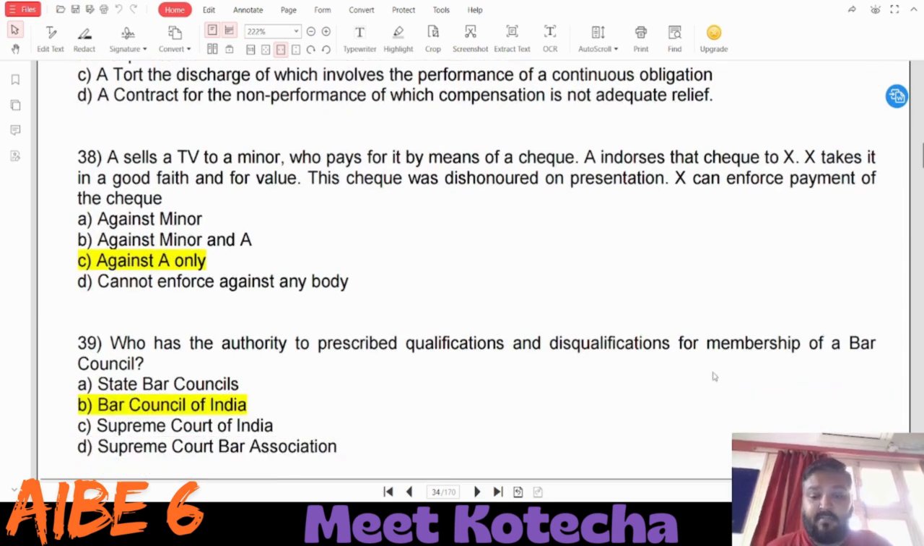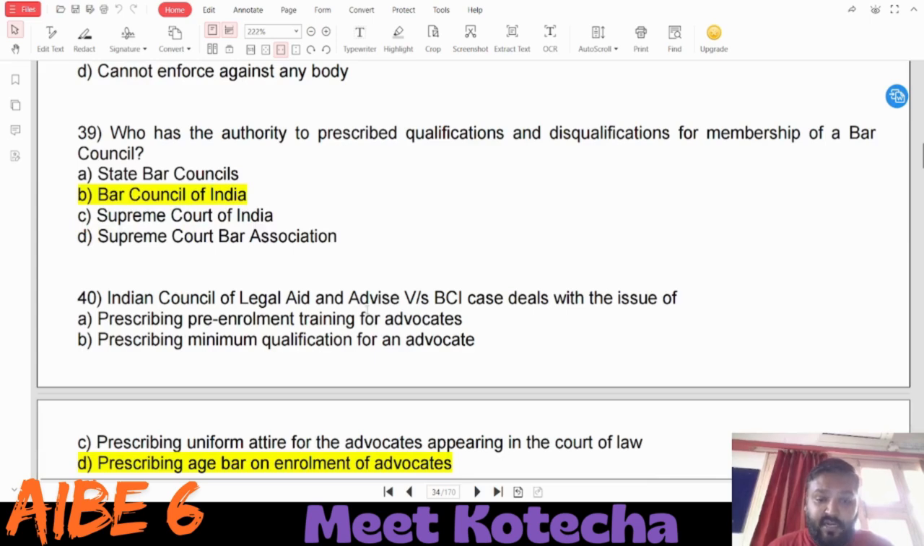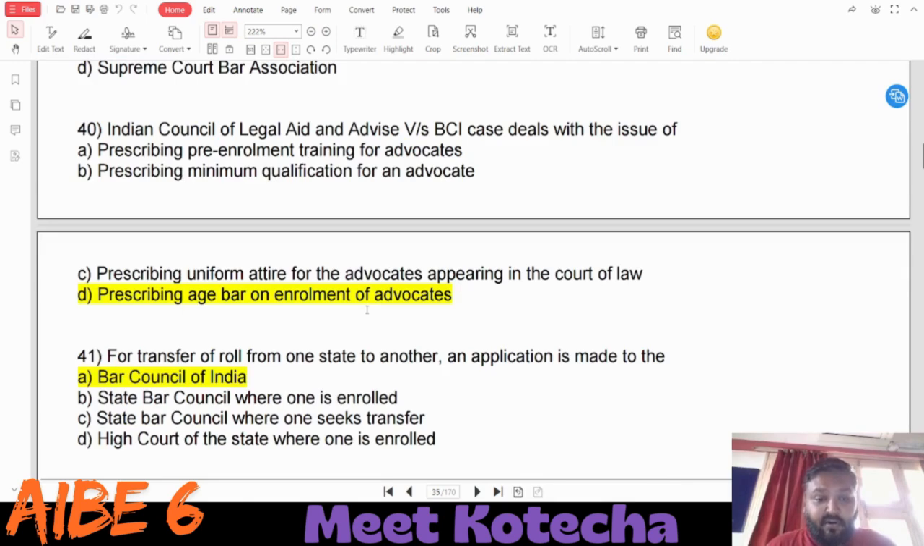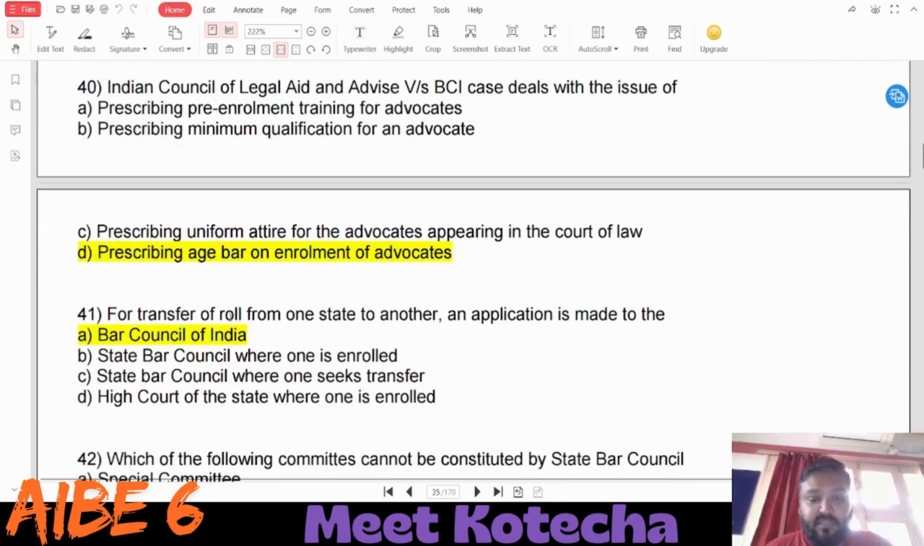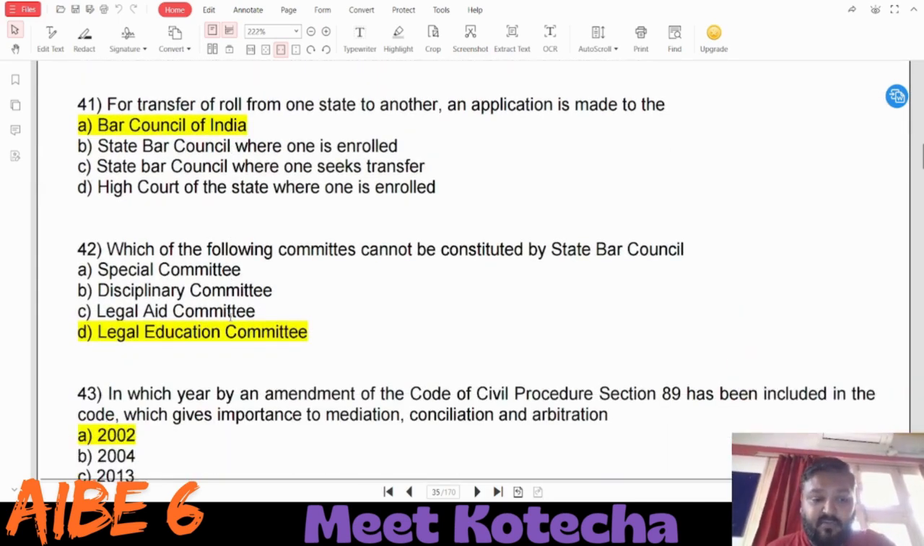Who is the authority to prescribe the qualification and disqualification for membership of the Bar Council? Bar Council of India. Indian Council of Legal Aid and Advice versus BCI case deals with the issue of prescribing an age bar on enrollment of advocates. For transfer of a role from one state to another, application is made to the Bar Council of India. Which of the following committees cannot be constituted by the State Bar Council? Legal Education Committee.